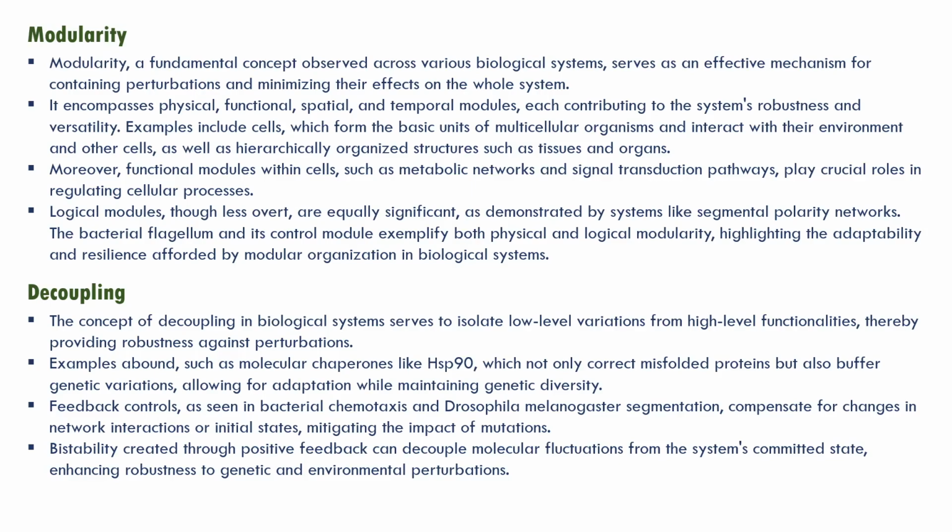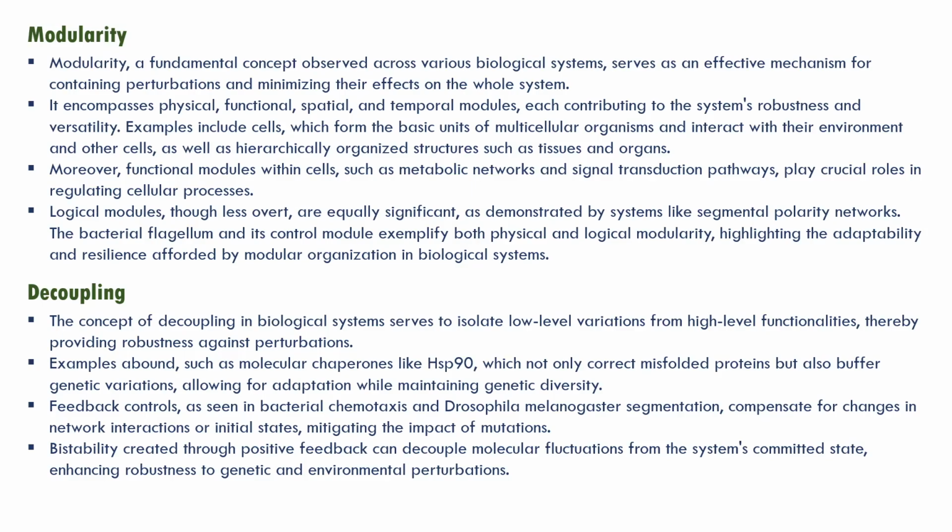And feedback controls, as seen in bacterial chemotaxis and Drosophila segmentation, compensate for changes in network interaction or initial states, mitigating the impact of mutations. So, as we said, feedback control. And also bistability is created through positive feedback and can decouple molecular fluctuations from the system's committed state, enhancing robustness to genetic and environmental perturbations. So in case of bistability, it will decouple the molecular fluctuations from the system's fluctuations. The molecule can go from 0 to 1, yet the system stays at 0. That is what it describes.